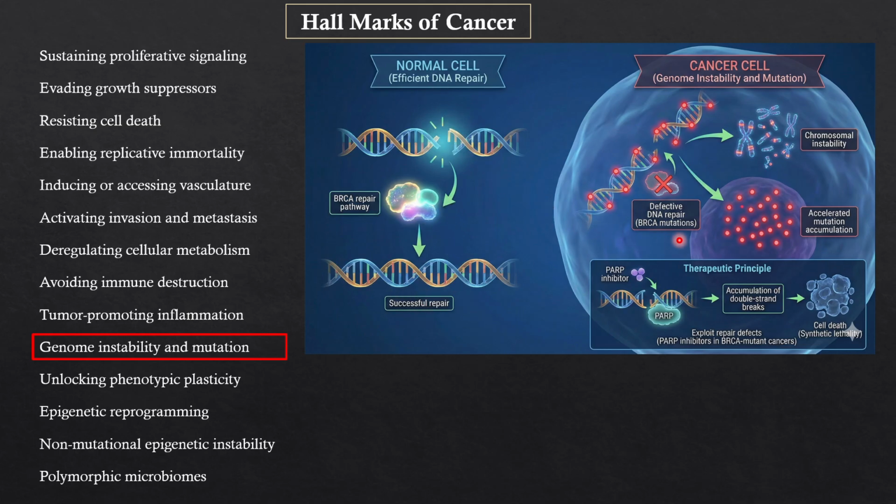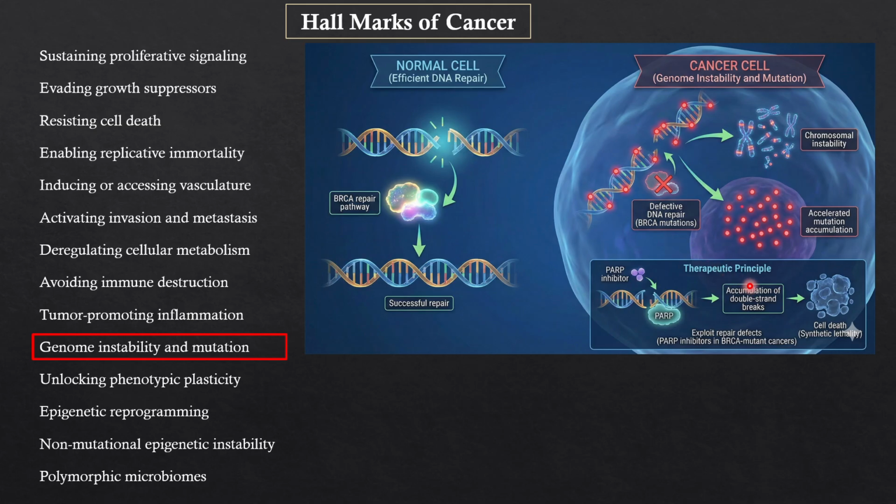However, in the cancer cell, there is a defect. These proteins get defective. The defective DNA repair or BRCA mutations result in chromosomal instability and accumulation of accelerated mutations.